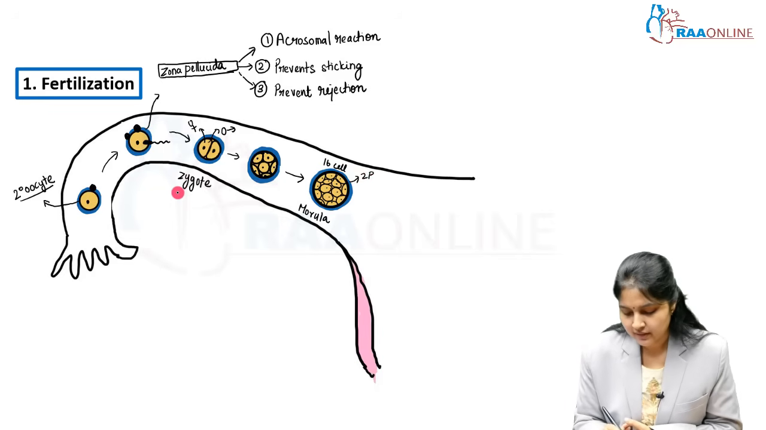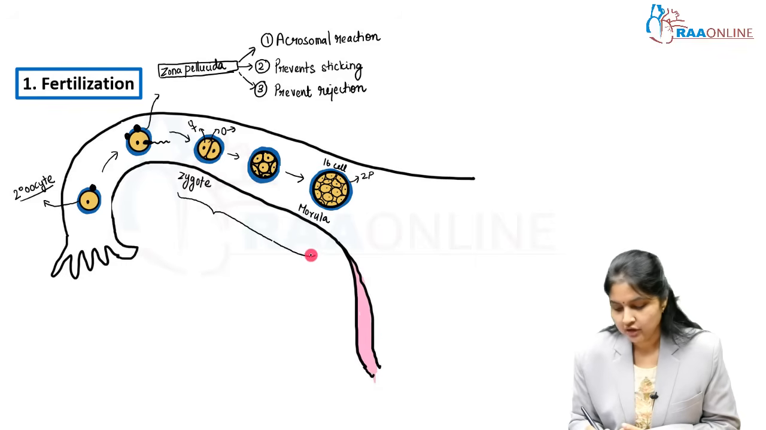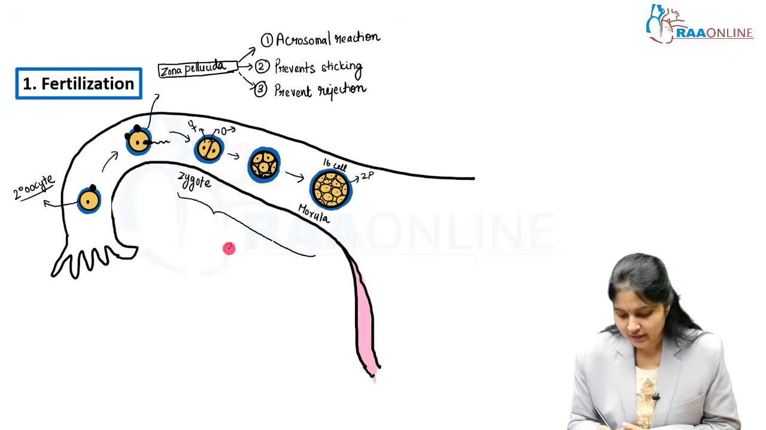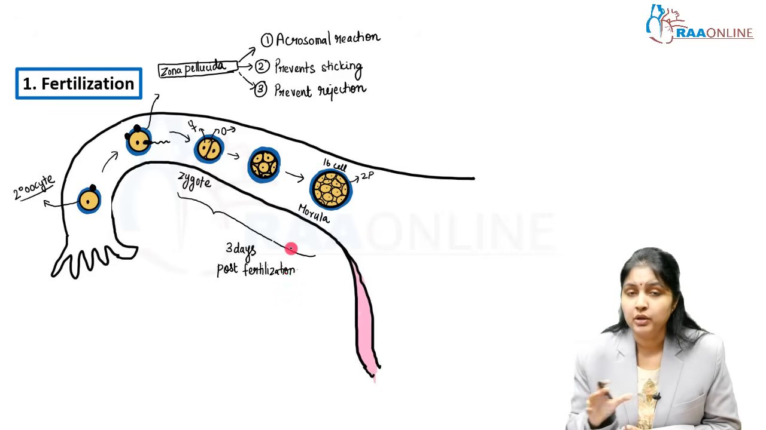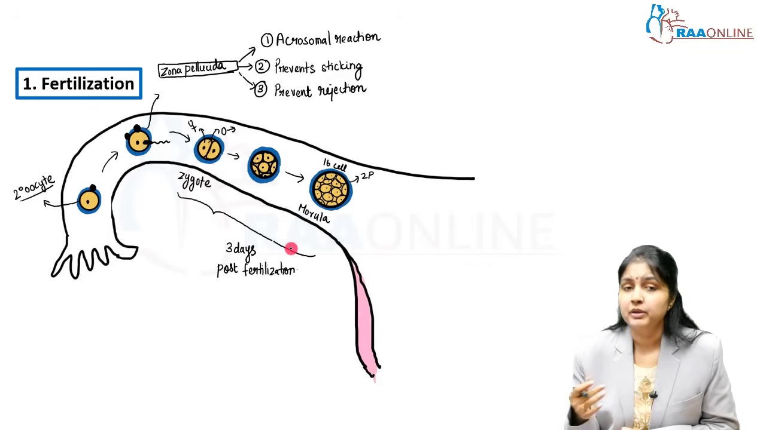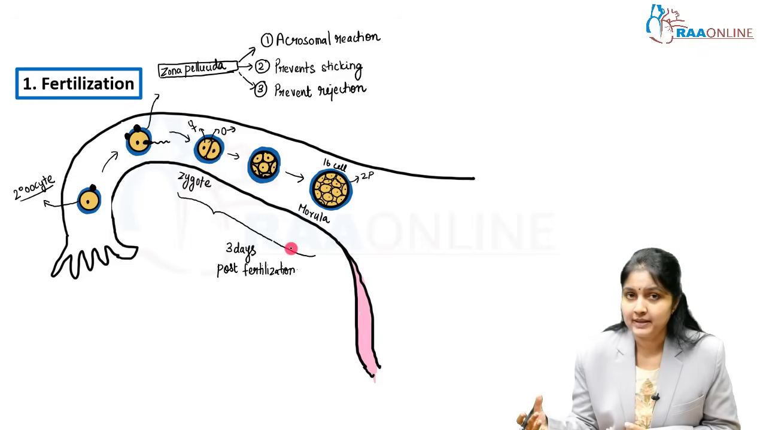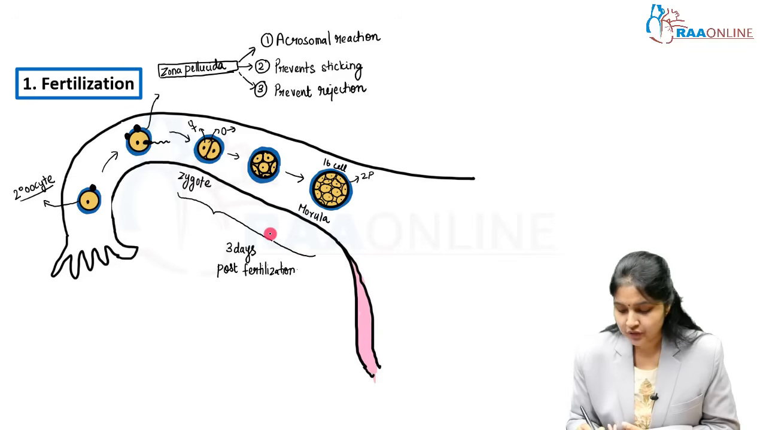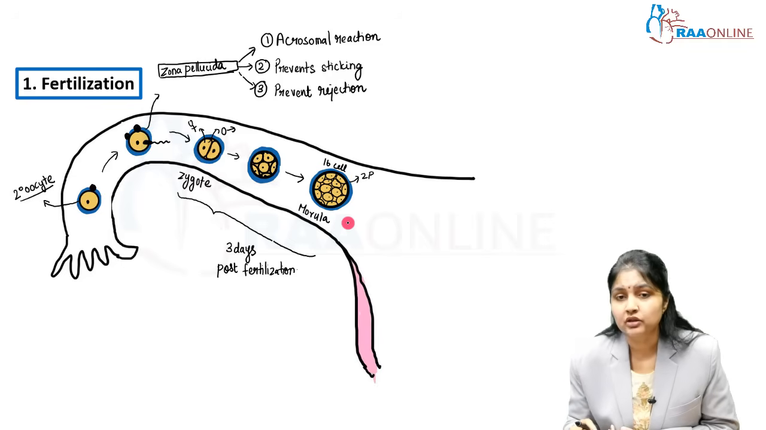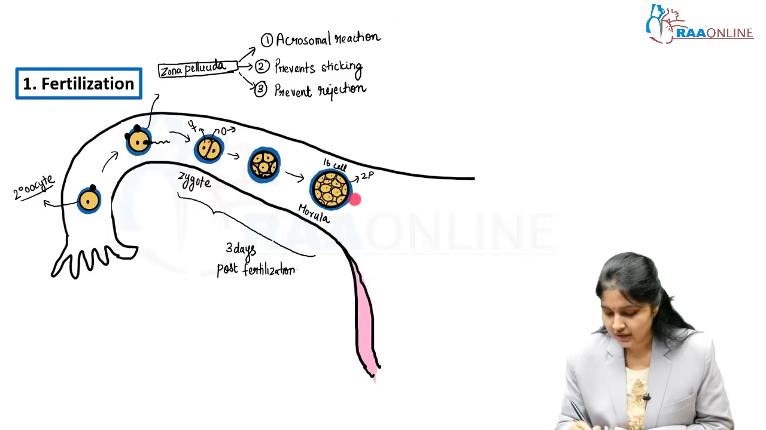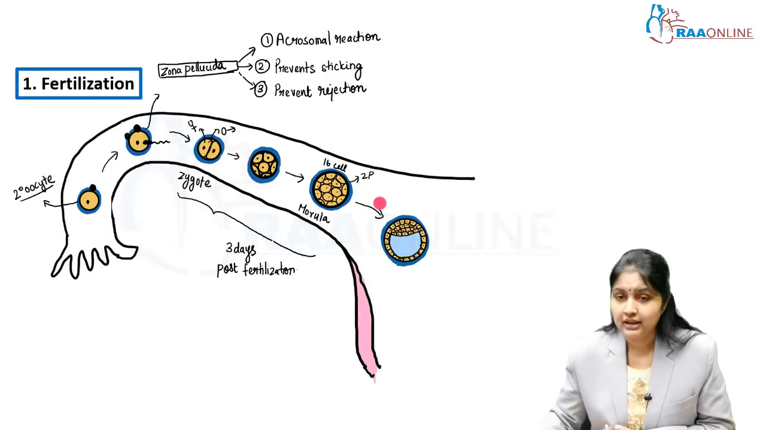Now this whole process of being in the tube till the morula stage might take up to 3 days post fertilization. So from now on, we are not going to talk about the gestational age from LMP like how we usually say in obstetrics, but the timeline is going to be explained in post fertilization days. So 3 days post fertilization, the early embryonic development is going to happen in the tube, and then around the 4th day it enters the uterine cavity.